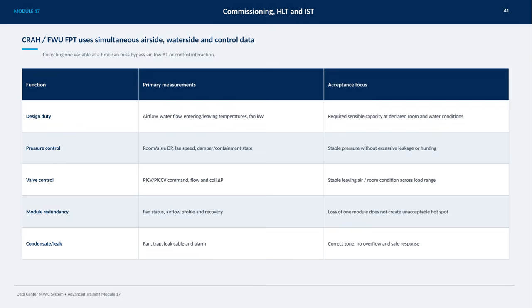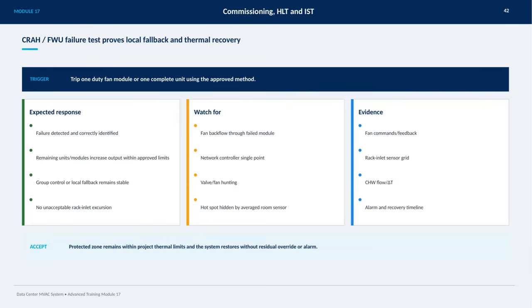All these data points working together provide a comprehensive picture needed for effective commissioning and ongoing system management. In this test, we simulate a failure by tripping one duty fan module or an entire unit using the approved method. The key point is that the system must detect and correctly identify this failure. Then, the remaining units or modules should increase their output, but only within approved limits to maintain stability. It's crucial that group control or local fallback remains stable, preventing any unacceptable temperature changes at the rack inlets.